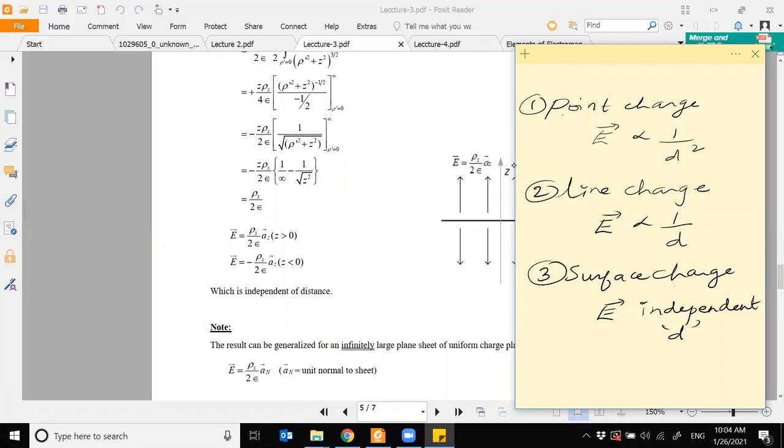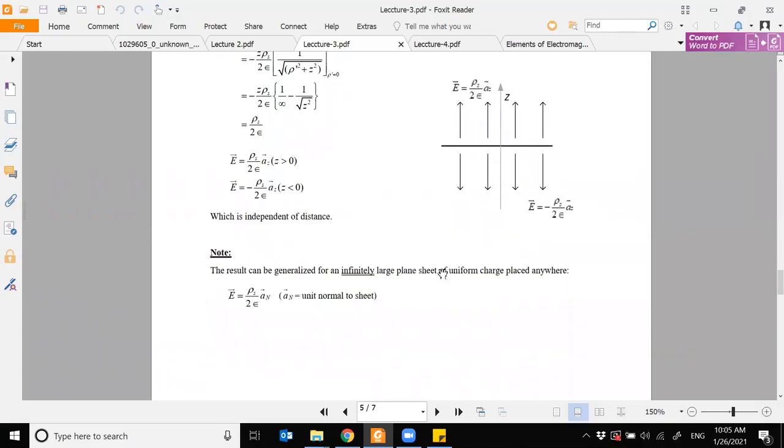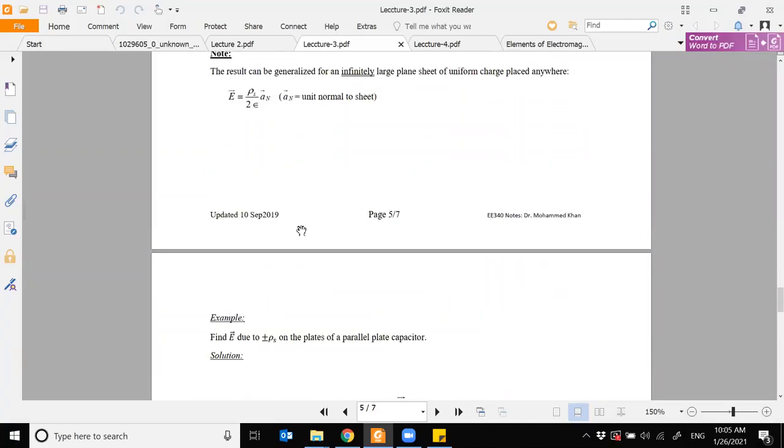So these are the 3 important observations that we found till now. Here is the electric field that we got: the electric field is equal to rho s over 2 epsilon, in the direction AZ because this is our z axis. These are the electric field vectors. If your point is close to the sheet or far away from the sheet, it doesn't matter. It will be the same value, rho s over 2 epsilon. I think this is where we stopped in the last class, and this is for the general expression.